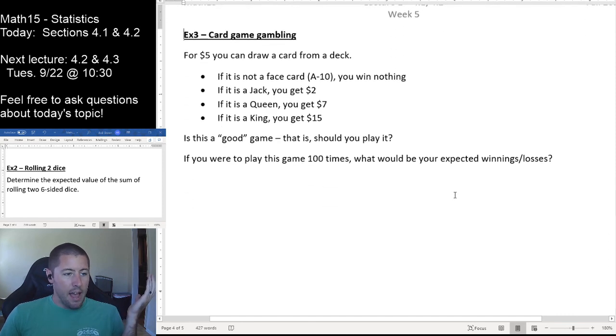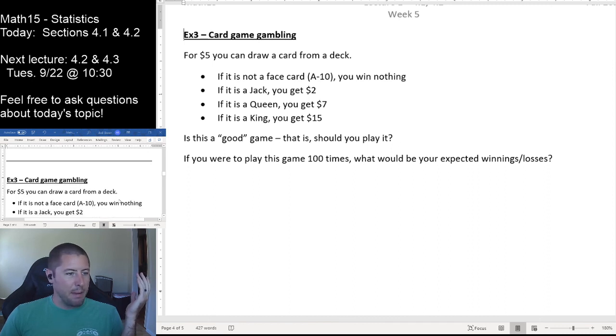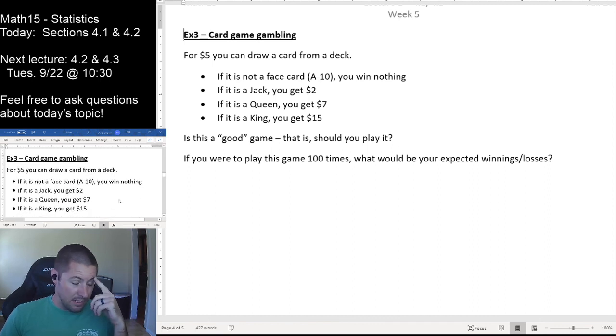I like gambling. I don't know. That's sort of like a family thing. I grew up playing blackjack with my grandparents and all kinds of stuff like that.